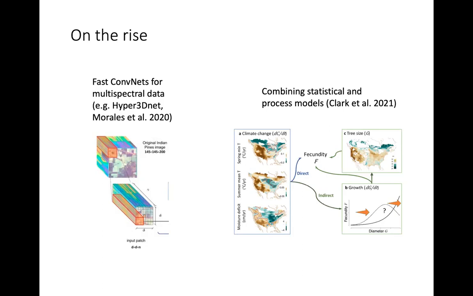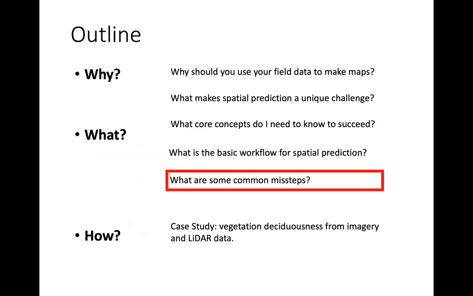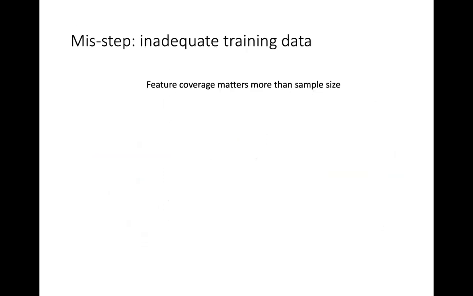Just something to watch. All right, so before I launch into the case study, I want to talk about some common missteps with geographic prediction. And the first is really inadequate training data. And you can sort of never have enough training data. You'll always get better predictions if you have more data. But it's not quite as simple as that.